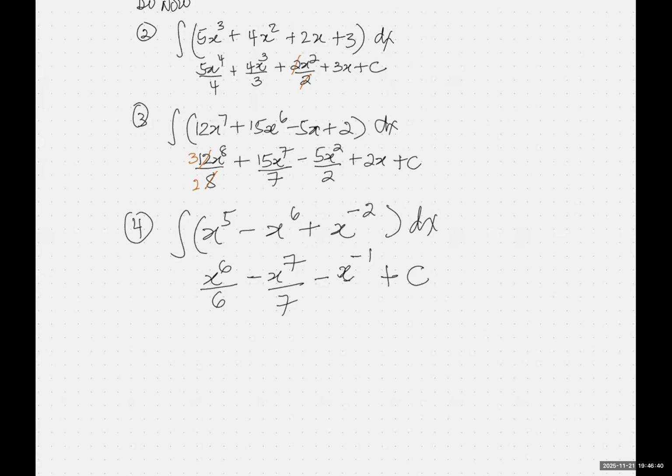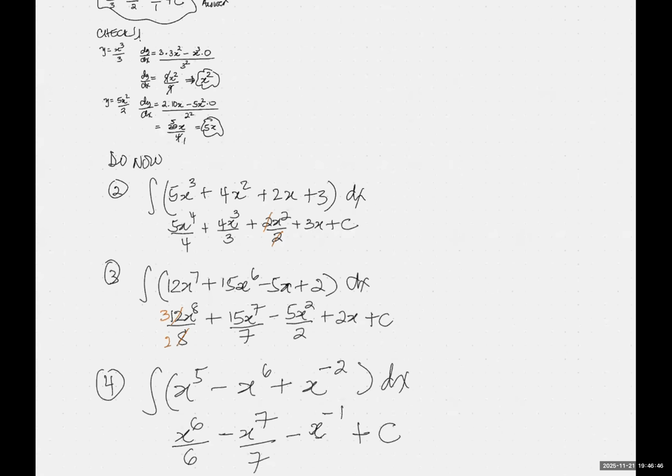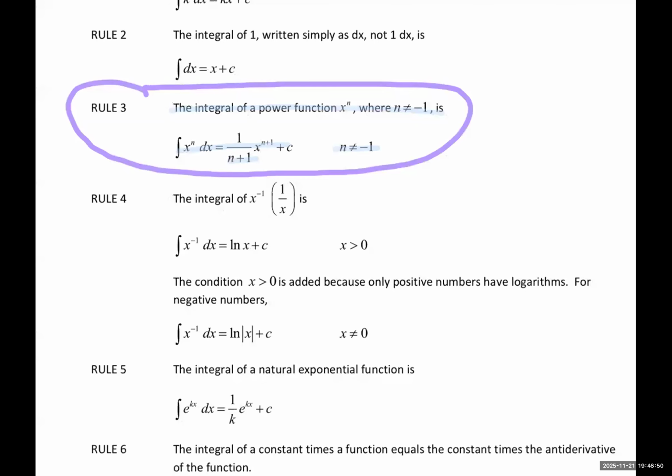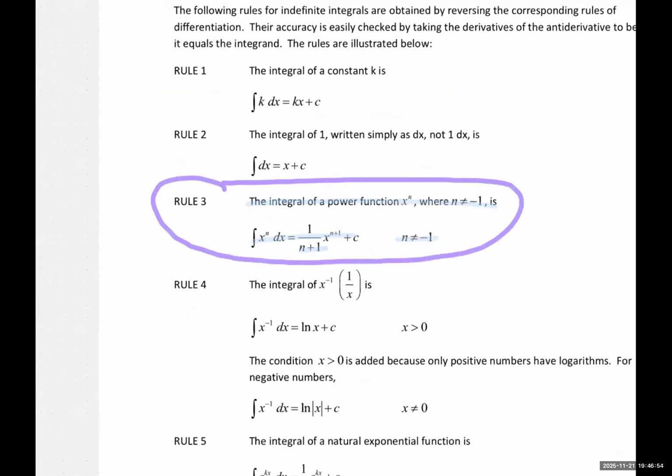All right? Now let me draw your attention up here, based on what I just gave you. We looked at rule number 3. Incidentally, we have been doing rule number 1. When I integrated the constant 6, I got 6x plus c. If k is a constant, the integral of a constant k is going to be kx plus c.